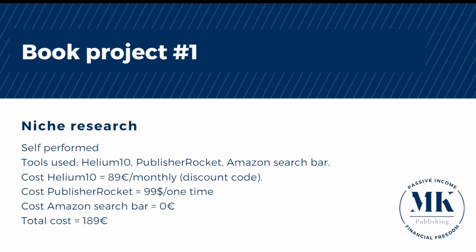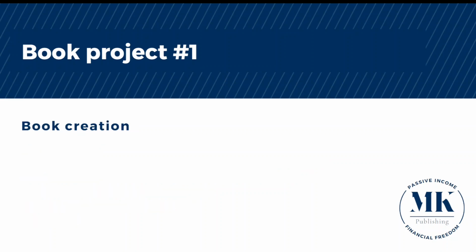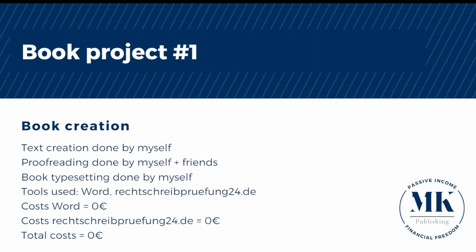So after I did my niche research, I found a good, profitable, high content niche and started to create the high content book. As you can see, the text creation was done by myself, so I had a closer look at the niche. What do the books typically look like? What is the content of the books? And then I wrote the whole book on my own. I think I needed 4 weeks to do the text creation, but you can do it, of course, a little bit faster if you're good at writing.